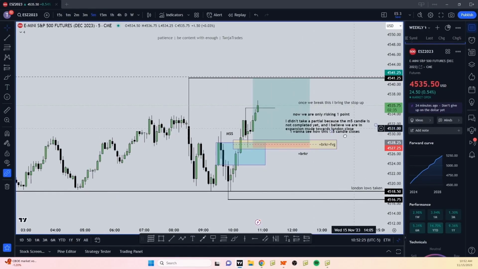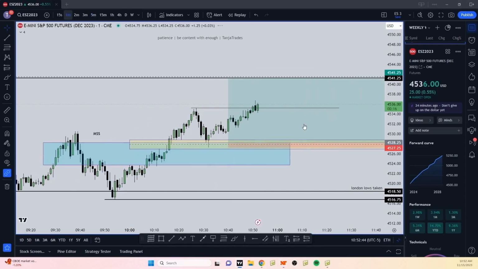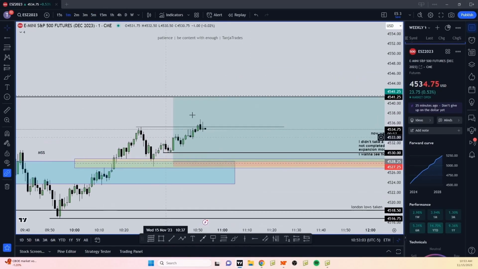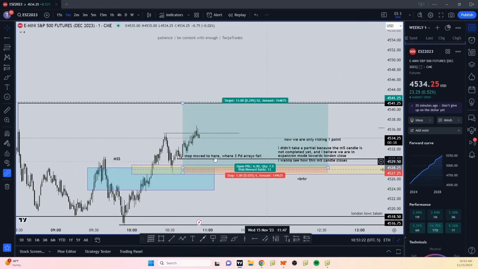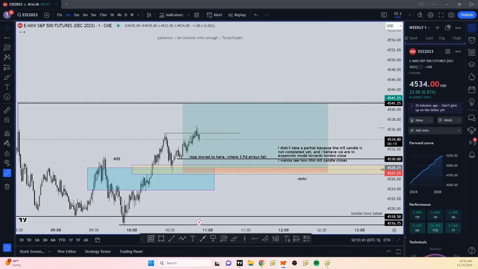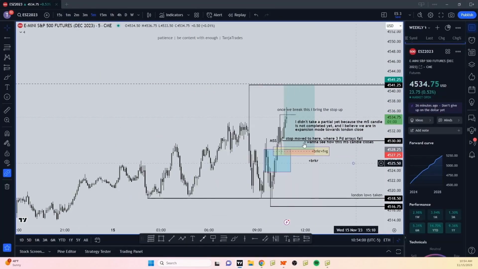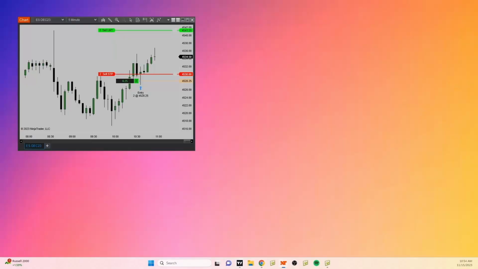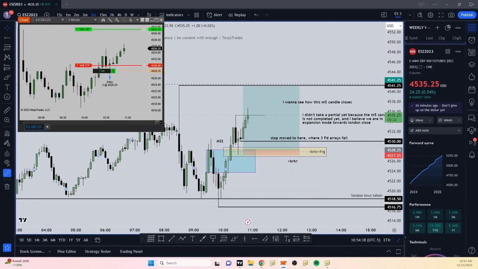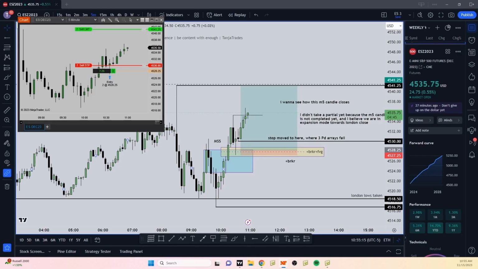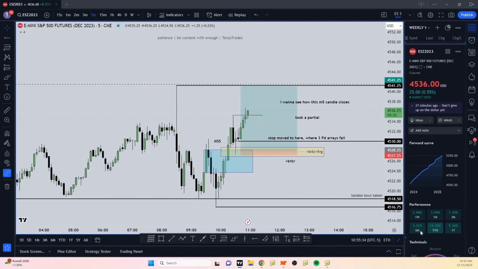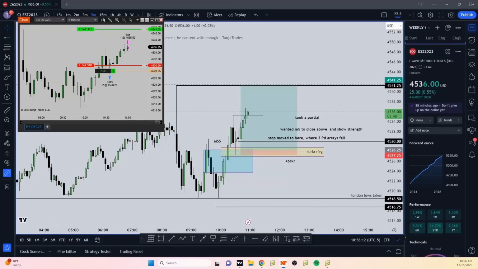So you can take a partial there. I didn't because I wanted to see the 5-minute candle close above that high, but it ended up not doing that. I moved my stop down to where 3 PD arrays would fail on the 1-minute chart. Now I'm noting that high that it created, and I want to look at the reaction to that. And that's going to be what determines whether I bail on the trade or not, because there's a large wick created there as well, and it looks like it's rejecting at the midpoint of that wick.